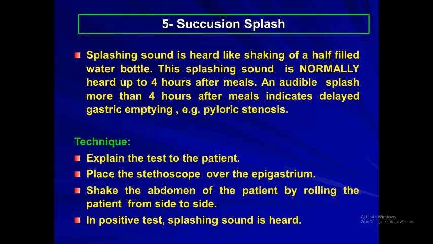Technique for auscultation of succussion splash. Explain the test to the patient. Place the stethoscope over the epigastrium. Shake your patient vigorously from side to side. In a positive test, a splashing sound is heard.